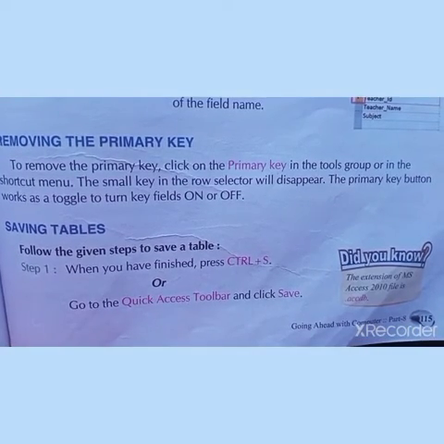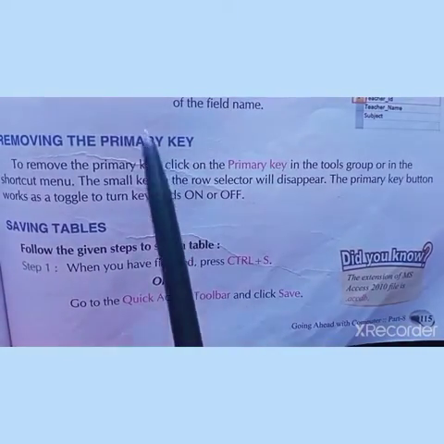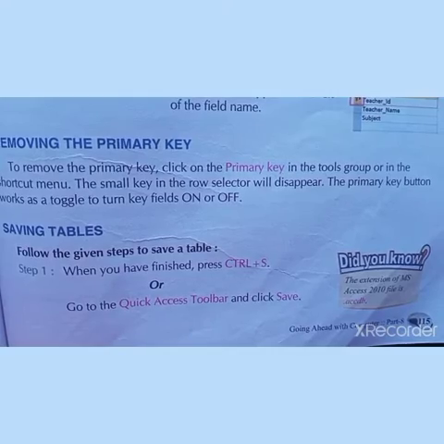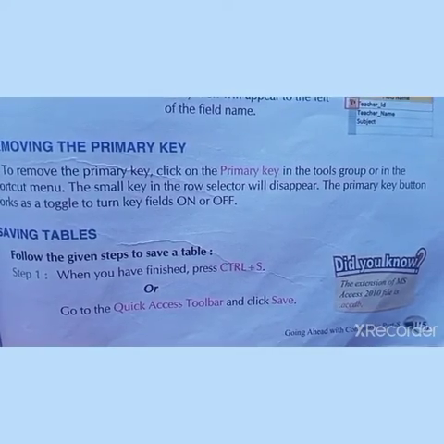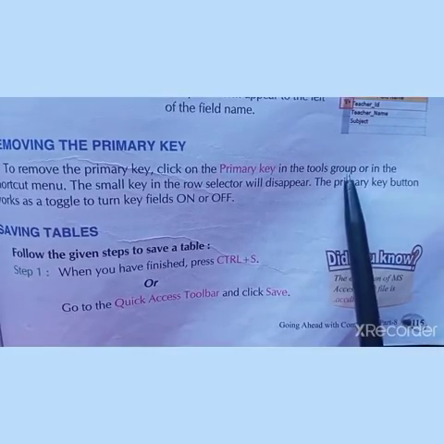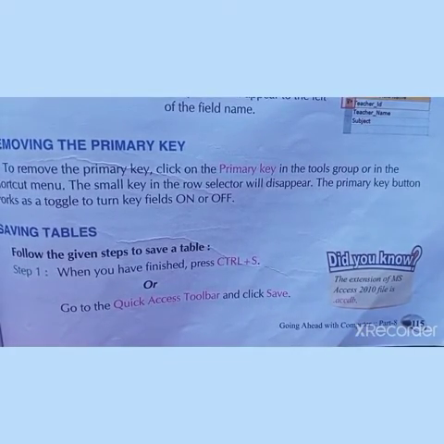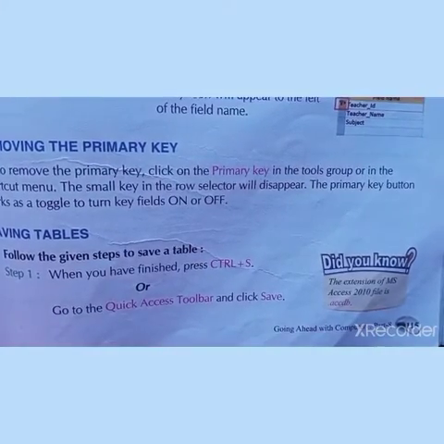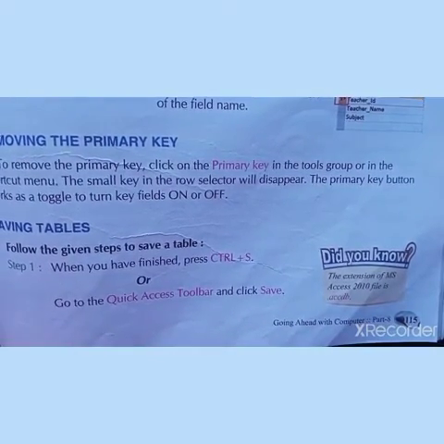Next is how we are going to remove the primary key. Once you have set the primary key, you can remove the primary key. For this also you are going to follow the same procedure. You can go to the tools group. In the tools group, again you will find the same icon of the primary key. Click on that and the primary key from the field that is selected will be removed.